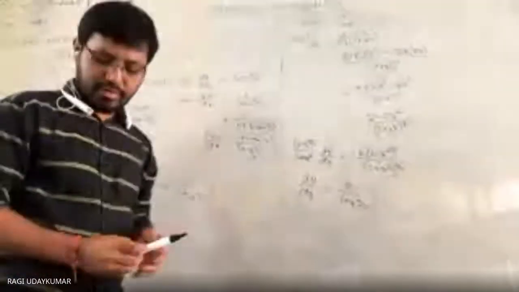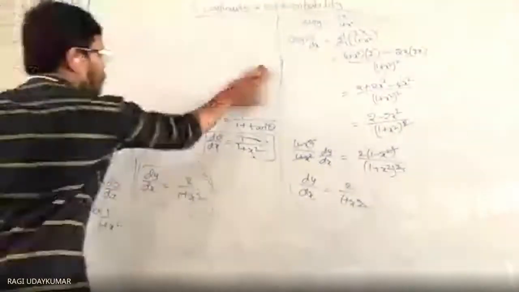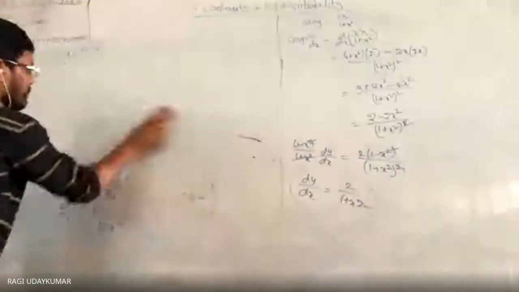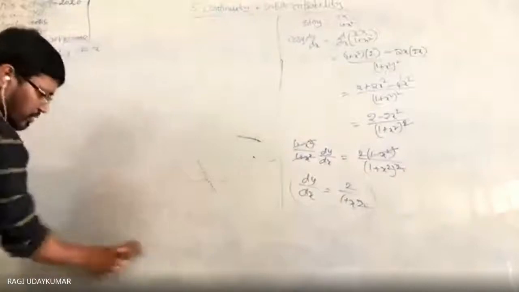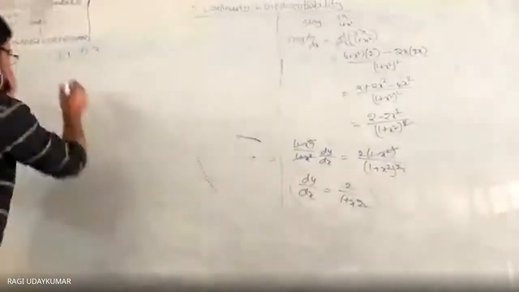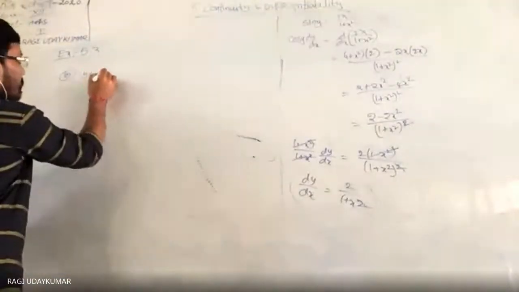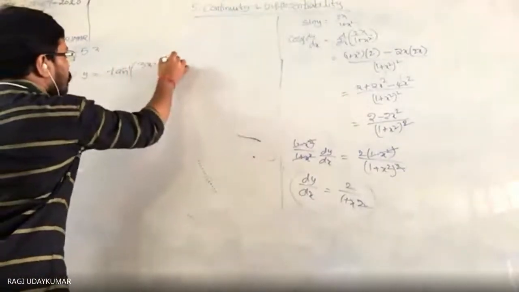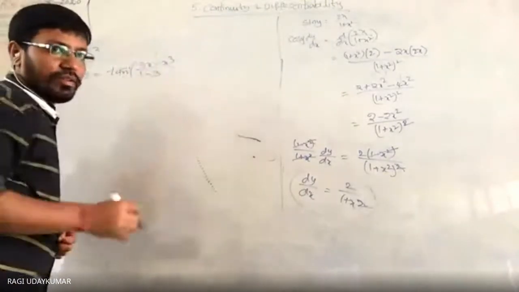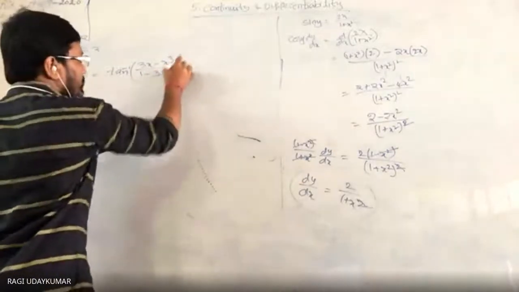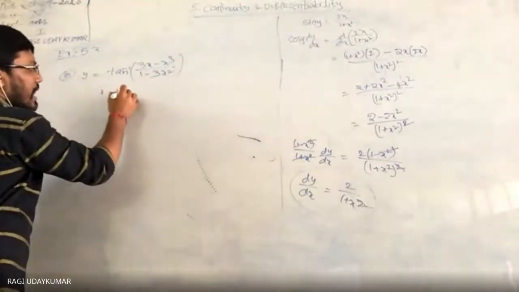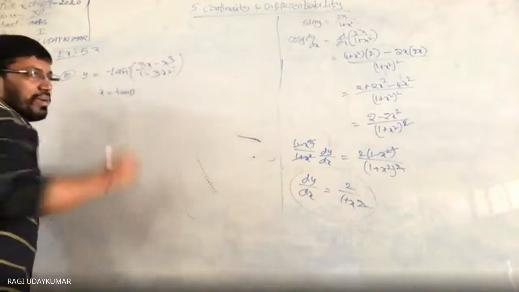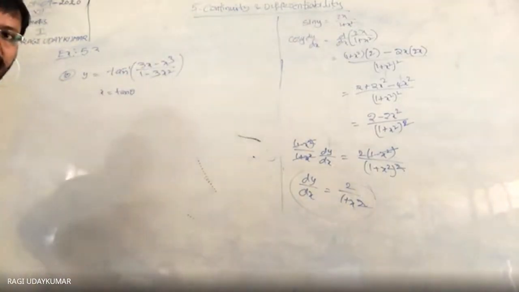Okay. So now let us see here. The 10th problem, you can do it, right? Same here, you need to substitute x. In the 10th one, y is equals to tan inverse of (3x minus x cube) by (1 minus 3x square). See here, take x is equals to tan theta. Then (3 tan theta minus tan cube theta) by (1 minus 3 tan square theta) is equals to tan 3 theta.